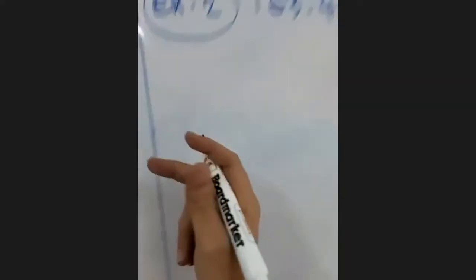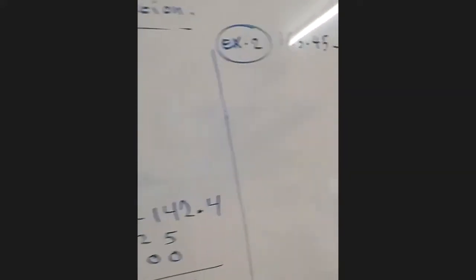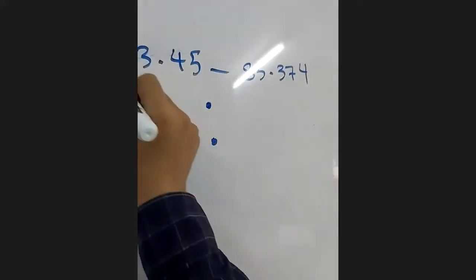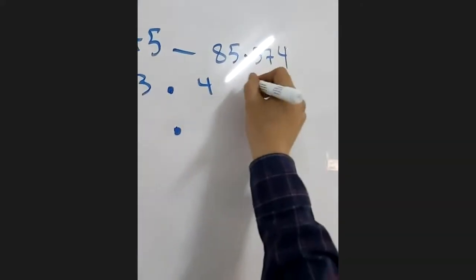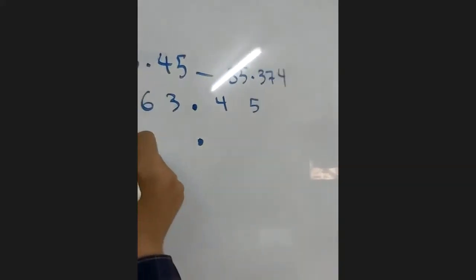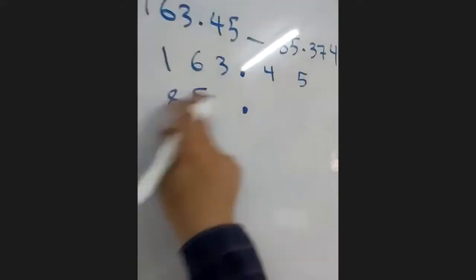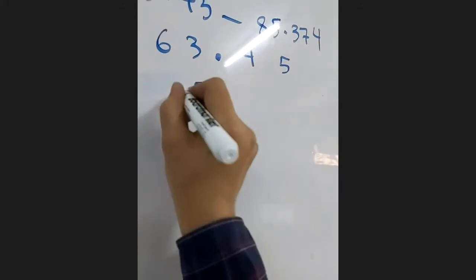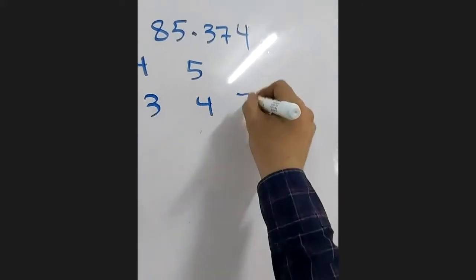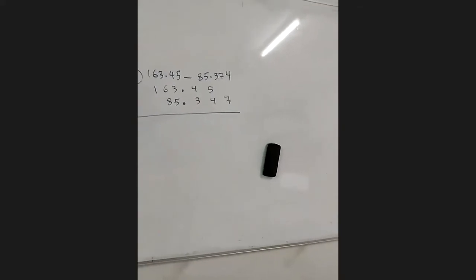So here I will do the same as in addition. First we put the decimals over each other. Align the first number, 1, 6, 3, 4, 5, and look, I make spaces between them. Then 85, not like this, this is wrong. 5 under 3, and here the 8, and here 3, 4, 7. Look how I aligned the numbers.